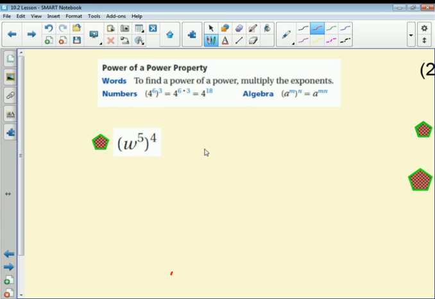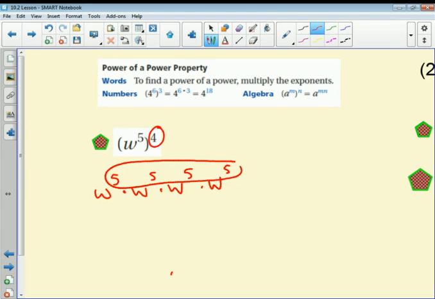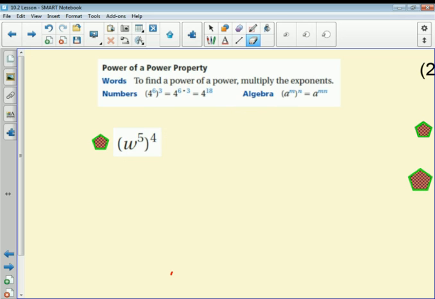So here we have w to the 5th power, and we have that 4 times. So we have w to the 5th times w to the 5th times w to the 5th times w to the 5th. Okay, I'm not going to write this out every time, but just as we're first learning it. In our previous part of this lesson, we learned that when we're multiplying and they have the same base numbers, we can add the exponents together. So 5 plus 5 is 10, plus 5 is 15, plus 5 would give us 20, which would give us w to the 20th power. A much faster way: we multiply 5 times 4, which gave us that 20. So for the power of a power, we're going to multiply those exponents together.